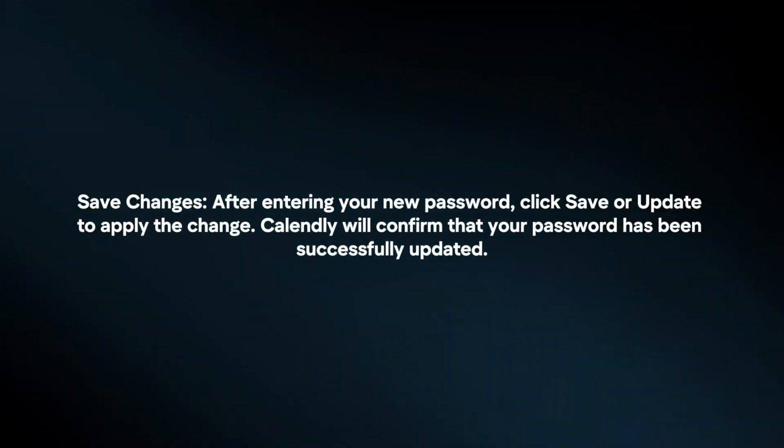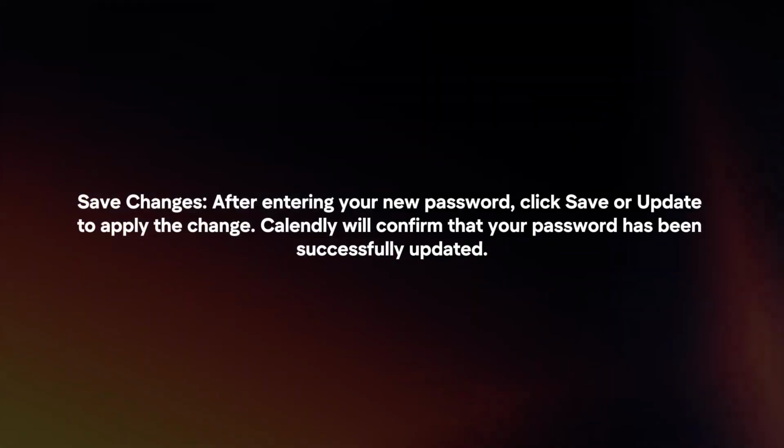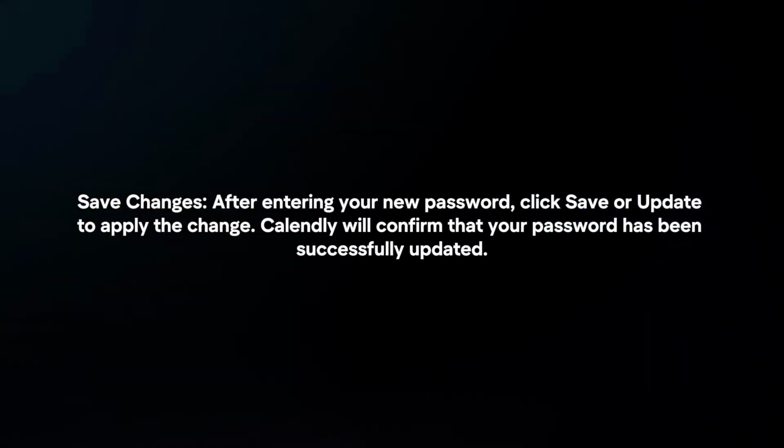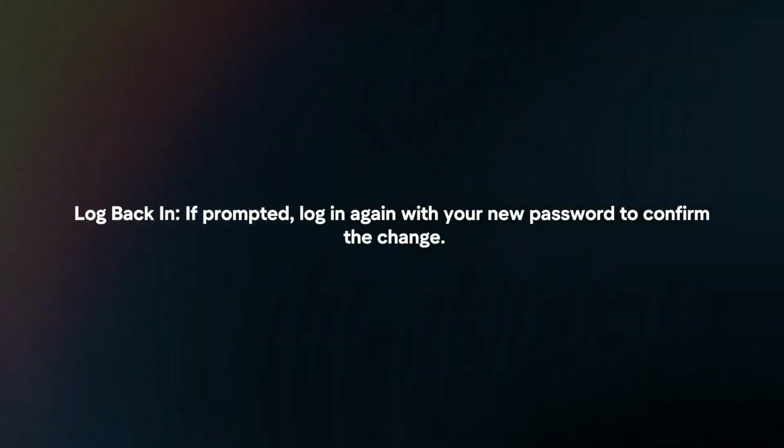Save changes. After entering your new password, click Save or Update to apply the change. Calendly will confirm that your password has been successfully updated. Log back in. If prompted, log in again with your new password to confirm the change.